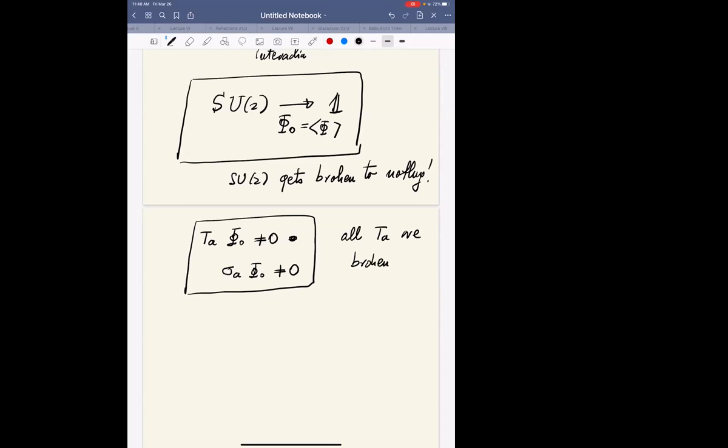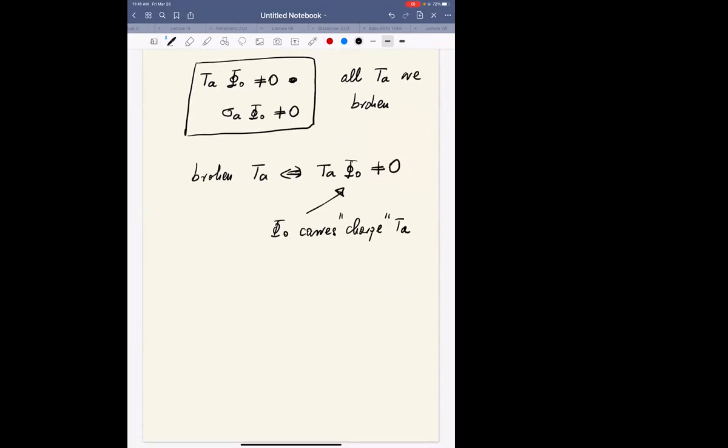By the way, it may happen, it may not happen. There may be an example when half are broken or whatever. There was no a priori reason to break everything, but we will welcome it. All three are broken. Being broken, remember, for a generator T^A is equivalent to the statement that T^A acting on phi 0 is non-zero. Because then phi 0 carries what we call charge. It's just a generalization of electromagnetic charge, where the charge is the generator. We call it charge T^A. And remember what we concluded, we were guessing this. This is what the Higgs mechanism is. This is called the Higgs mechanism.